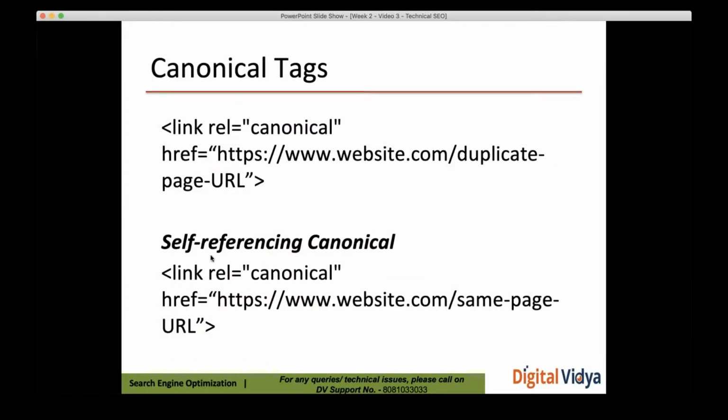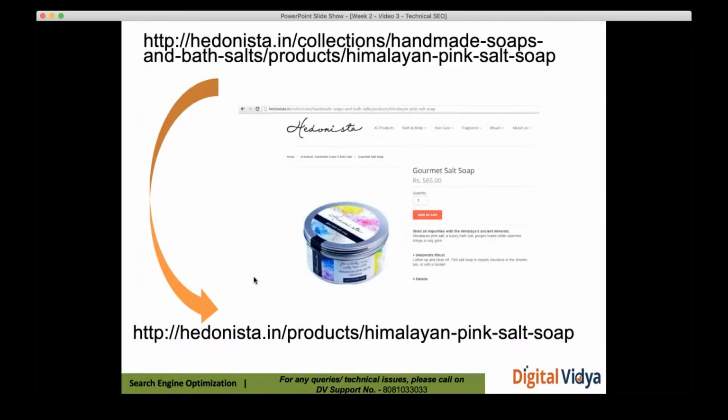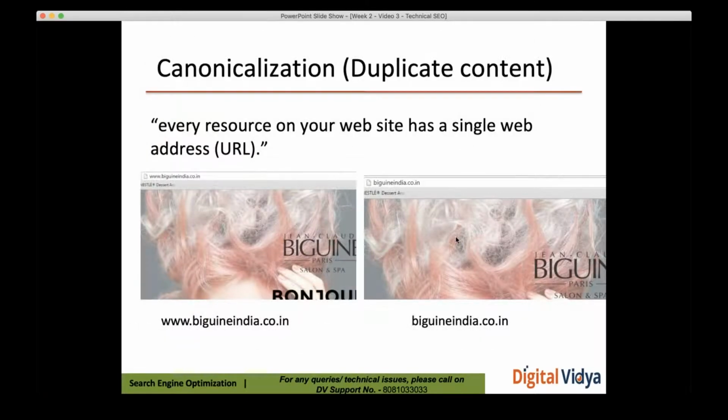Then there is another way, which is called self-referencing. This code you will upload on the duplicate version of the page. So the first code you will upload on this page, and the self-referencing canonical tag you will upload on the duplicate version of the page. By putting this code in the header of your website, you are telling Google, boss, this page is the only final page for me, so please consider it as the final version of the page.